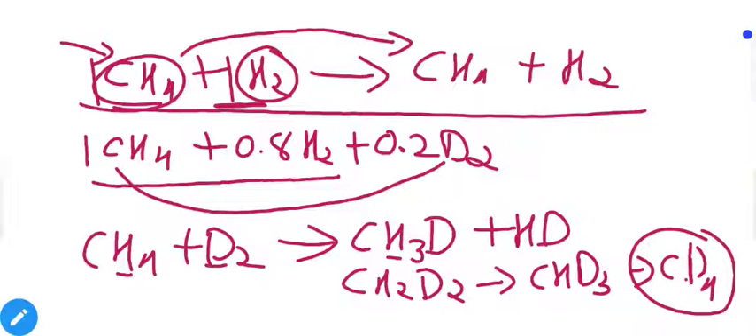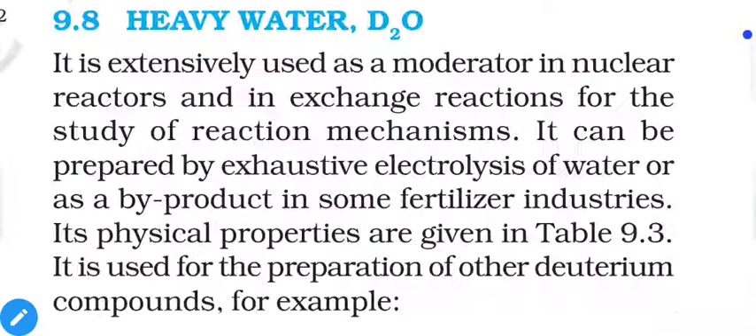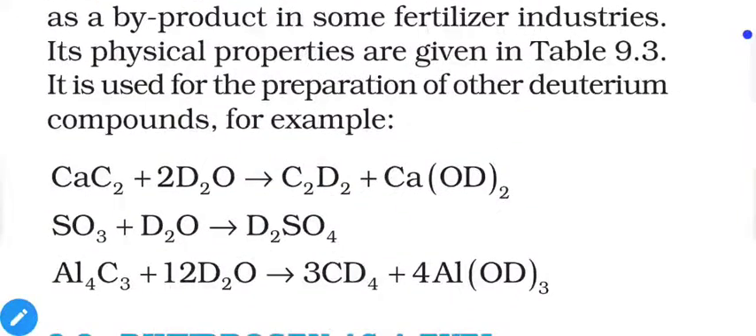We can do it with carbon as well. That means to identify the reaction mechanism, we can replace carbon with one of its isotopes. It can be prepared by exhaustive electrolysis of water and as a byproduct in some fertilizers. Its physical properties are mentioned in table 9.3, and it is used for the preparation of other deuterium compounds.